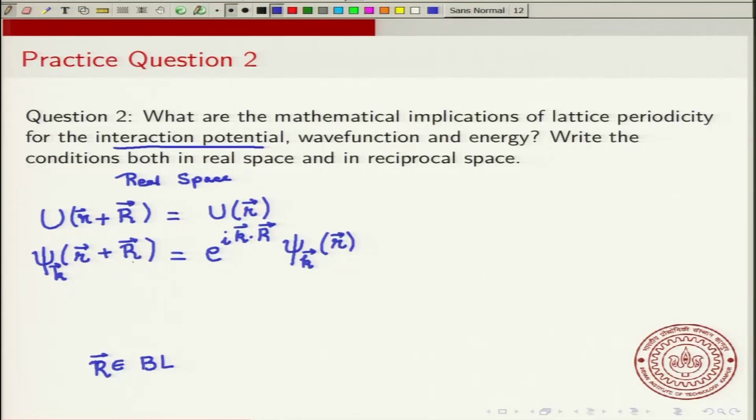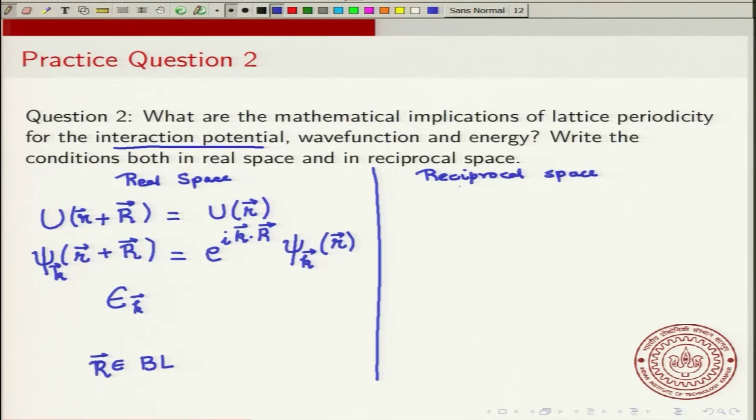Now the energy is of course independent of r, so the energy is just dependent on k, and you do not see any effect of periodicity on the energy in real space. We will see the effect of periodicity on energy in the momentum space. So now let us take a look at the reciprocal space, or the wave vector or momentum space.